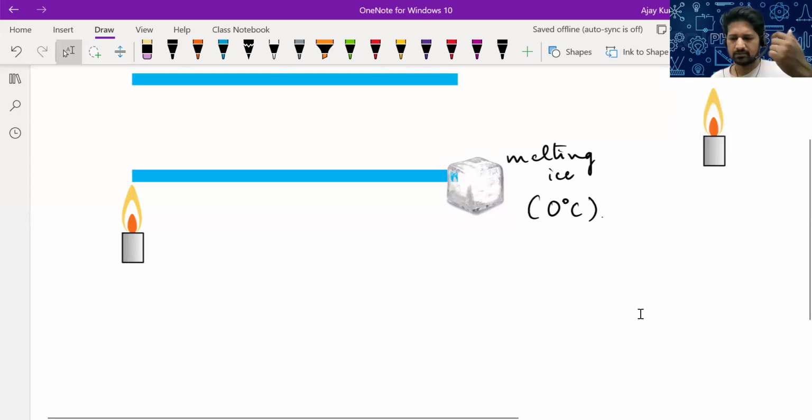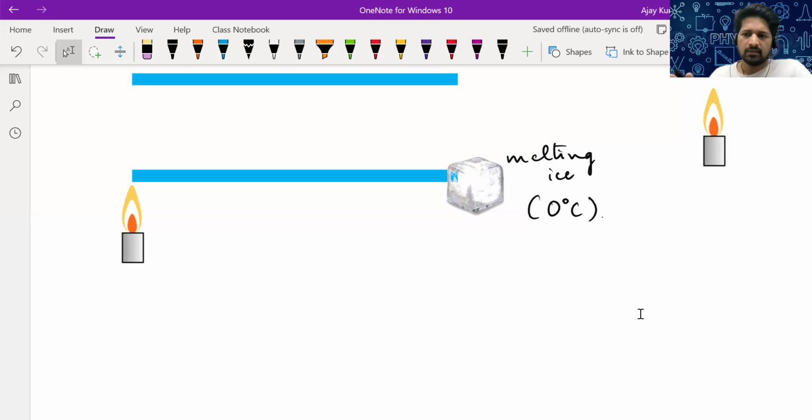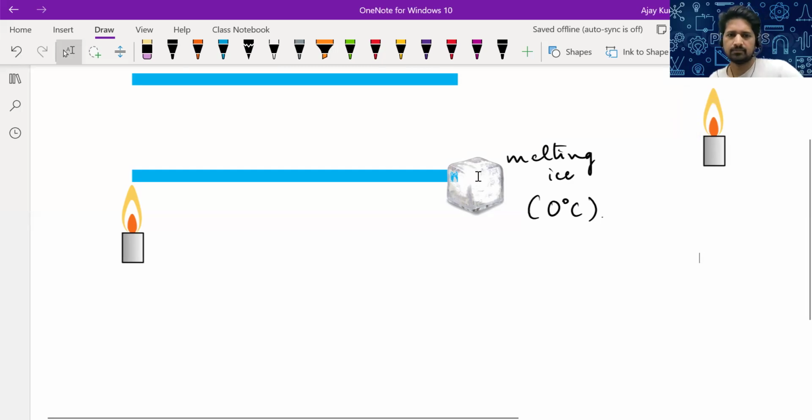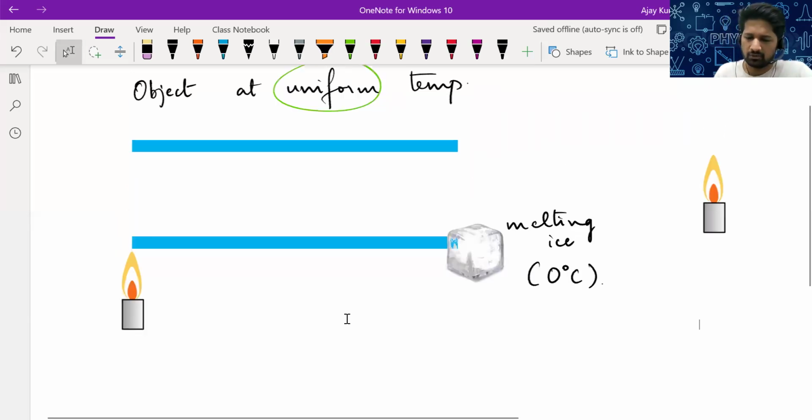So Sohan, tell me, based on your everyday experience, what is going to happen to this rod in terms of temperature? Will the temperature still remain the same everywhere, or will you see temperature changes happening? So non-uniform temperature change will take place. Okay, it will become non-uniform, you are saying.